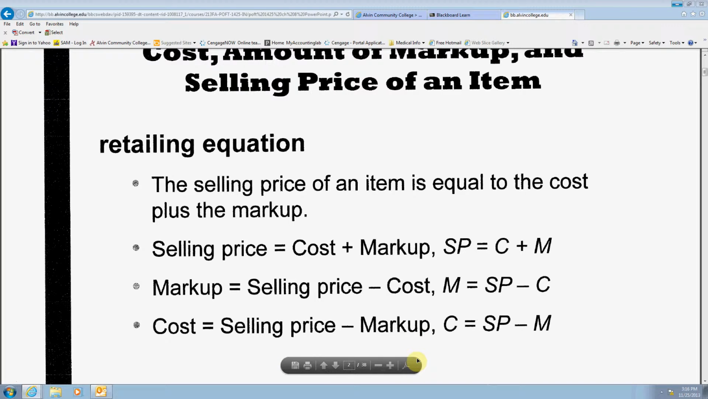We have a retailing equation, and the selling price of an item is equal to the cost plus the markup. So the formula is selling price equals cost plus markup. If you're looking for the markup, then it would be the selling price minus the cost. If you're looking for cost, then it's going to be the selling price minus the markup.